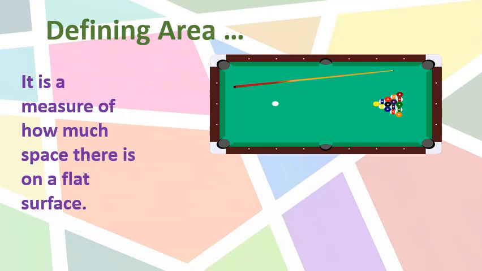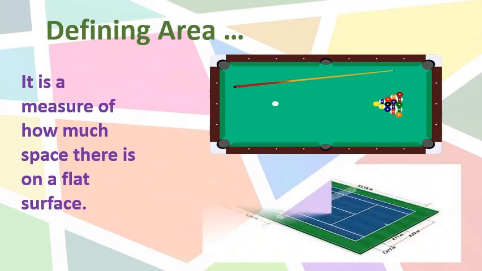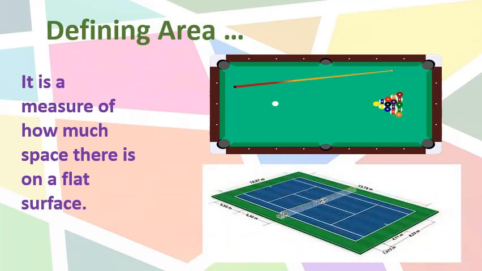Let's take another example. This tennis court. So what's the area of this tennis court? All of this is the area of the tennis court. So all of this land is the area of the tennis court.